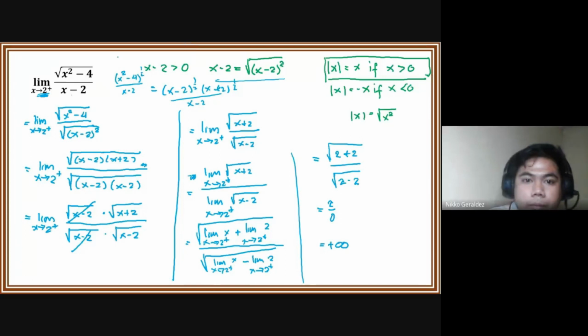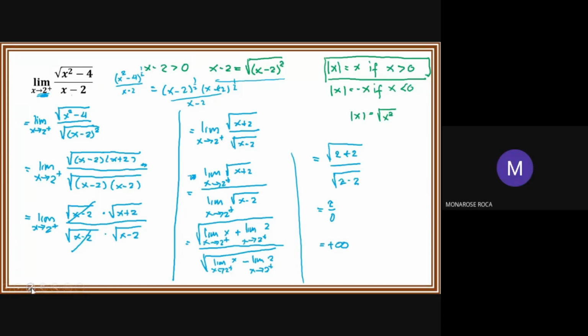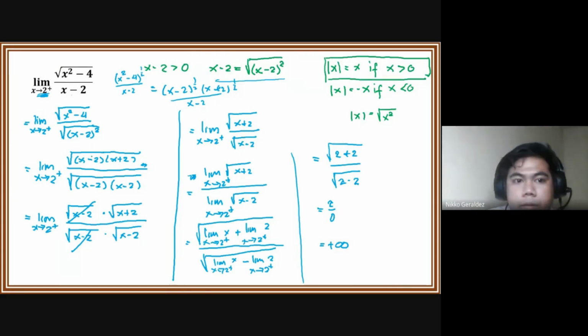Pero sir, pag pinactored out nyo po siya, kunyari, square root of x minus 2 times x plus 2, tapos tsaka nyo po sinubstitute yung 2, magkakaroon po kayo ng square root of 2 plus 2 dahil yung 2 minus 2 magiging 0. Ganun pa rin. 0. Diba? 2 minus 2, 0 times 2 plus 2, 4.